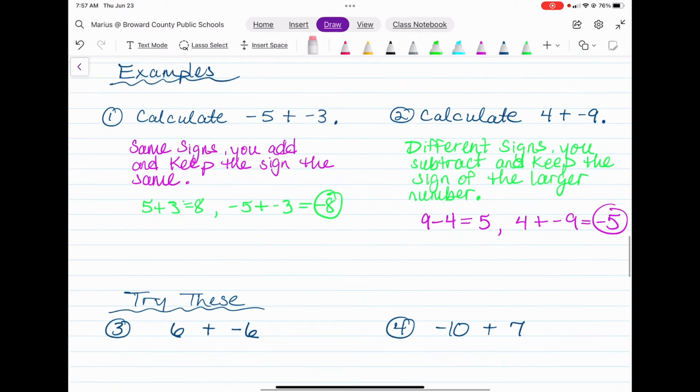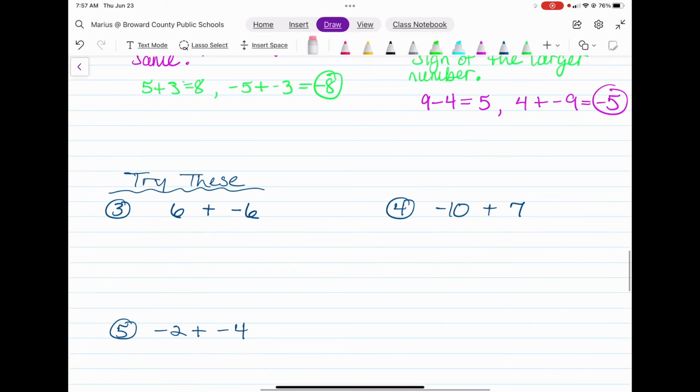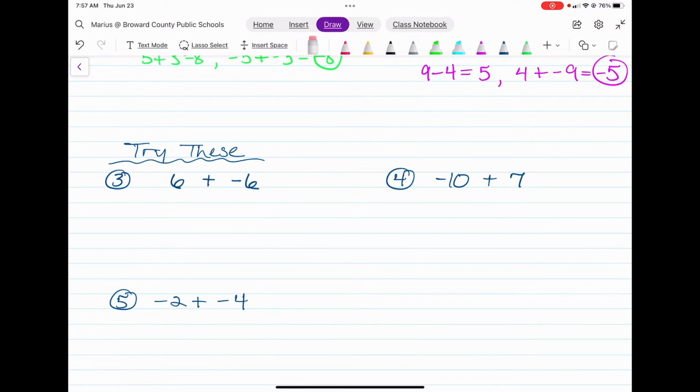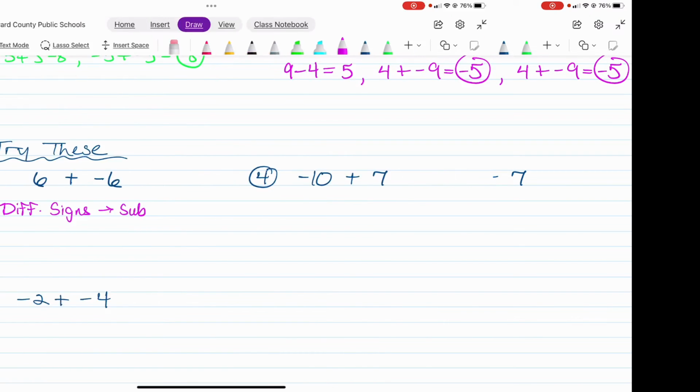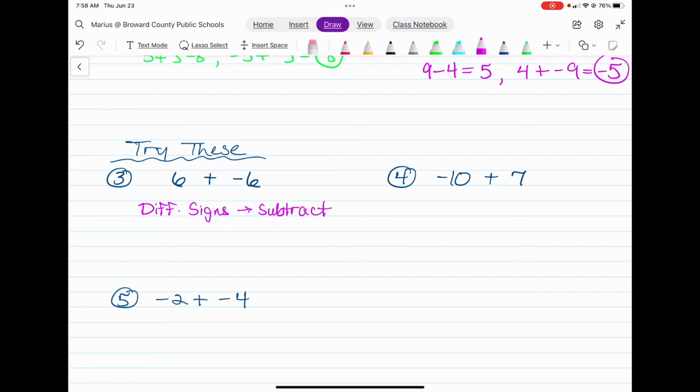All right. Now, like before, we have the try these section. You can pause the video here and then resume when you're ready to check your answers. But I'm going to go ahead and jump on in. So let's take a look. Number 3 reads +6 plus -6. These are different signs. So remember, when the signs are different, we subtract and keep the sign of the larger number. Well, 6 minus 6 is 0. And since both of them are the same value, the answer is just going to be 0. So we would just say +6 plus -6 equals 0.